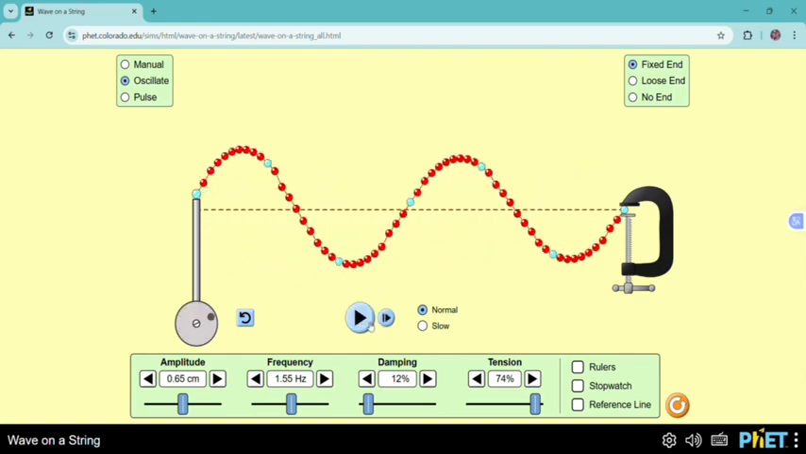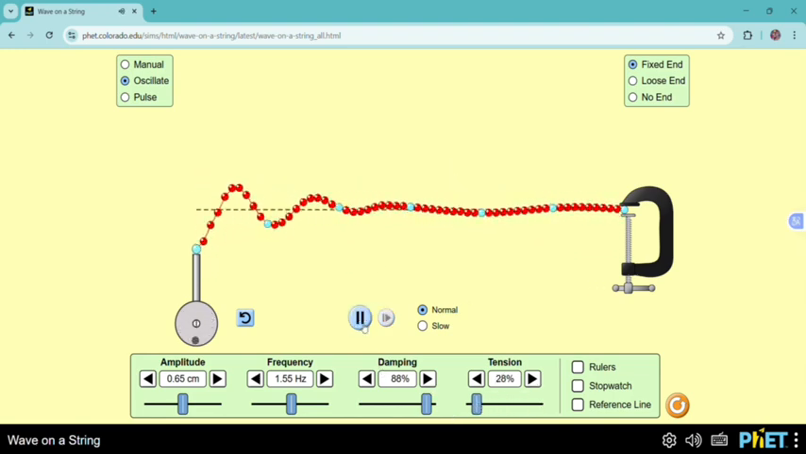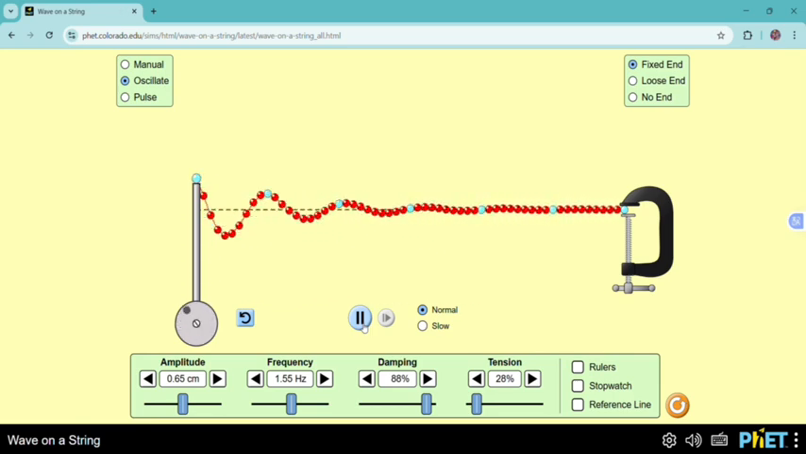For high damping and low tension, it shows the wave moves slowly and the amplitude becomes low quickly. The reflected wave is weak and the standing wave disappears after a short time.